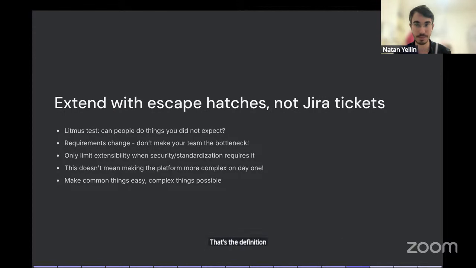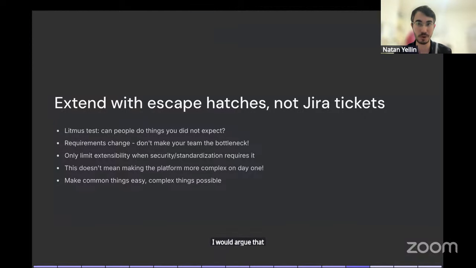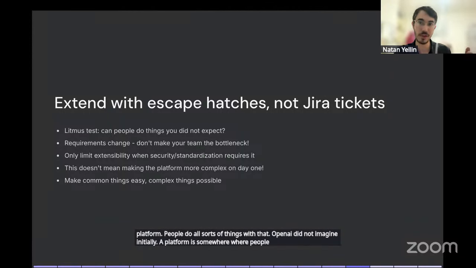An operating system is a platform, right? People do things with operating systems. Whoever wrote the operating system certainly does not anticipate. I would argue that now AI is a platform, right? And large language models are a platform. People do all sorts of things with that OpenAI did not imagine initially. A platform is somewhere where people can do things with that you did not expect and you did not anticipate.